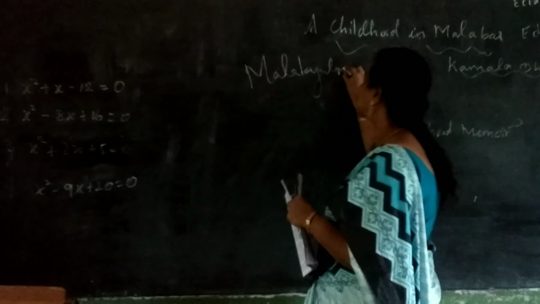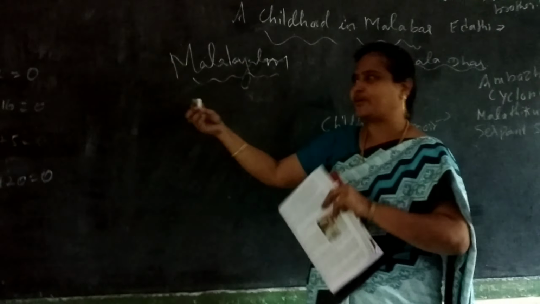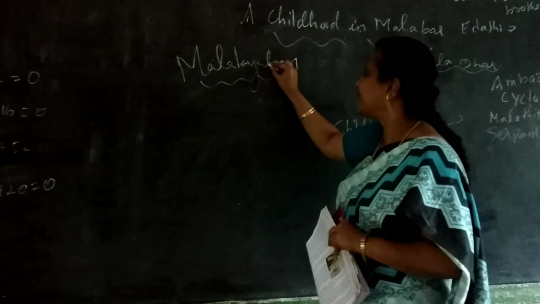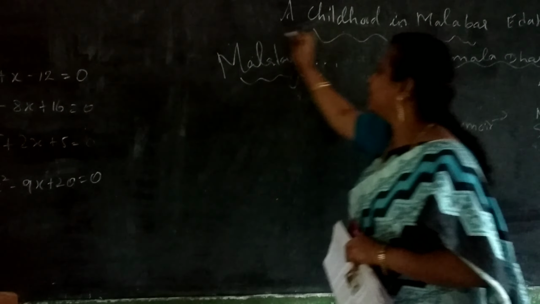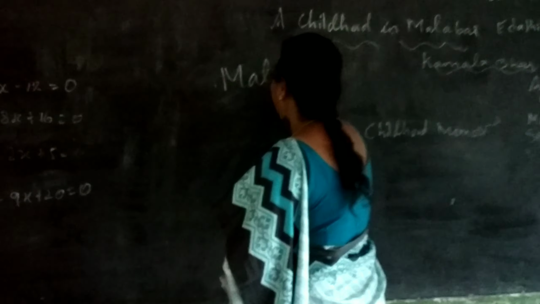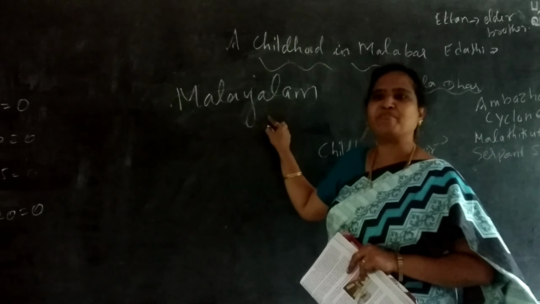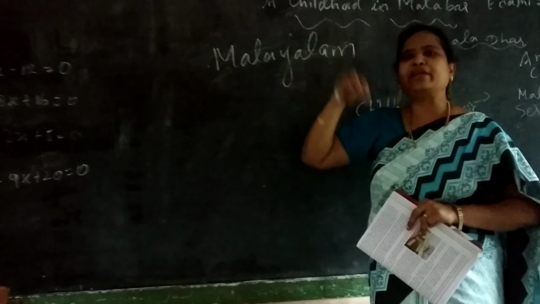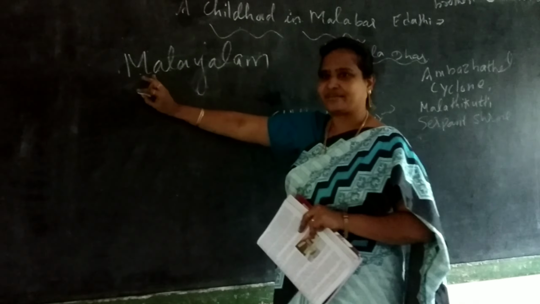Malayalam. Okay, the thing is, this word itself is a magic word. Even if you read it from back, it will come Malayalam. M-A-L-A-Y-A-L-A-M. This is a magic word. Actually, there is one name for it, I forgot. Even if you read reverse, backward, it will remain same.